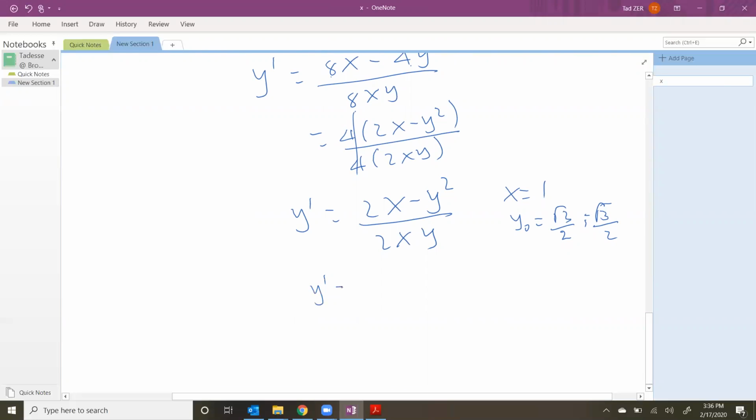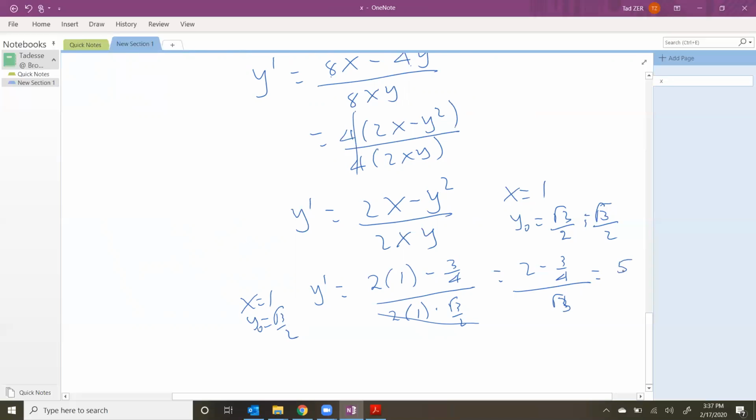So my y prime will be what? The first one. When x equal to 1, y0 equal to root 3 over 2. That gives me what? 2 times 1 minus root 3 over 2 squared, which is 3 over 4, divided by 2 times 1 times root 3 over 2. So this is 2 minus 3/4, divided by, the 2 cancels out, root 3. So 4 times 2 is 8. 8 minus 3 is what? 5 over 4 divided by root 3. So the answer is 5 over 4 root 3.